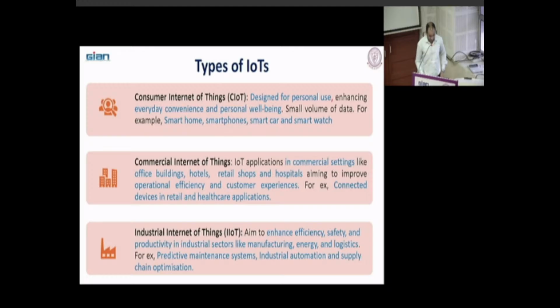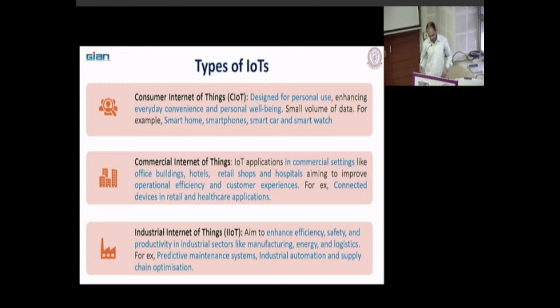Okay? So the applications in commercial settings, it could be in your office building, hotels, retail shop, hospitals. The application of IoT devices in these commercial settings, we call it the commercial internet of things. Then next one is the industrial internet of things.